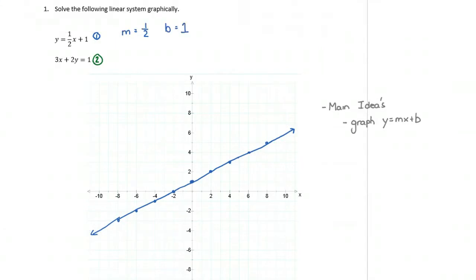So the challenge with the green one, which is 3x plus 2y equals 1, is that it's not in y equals mx plus b form. So let's take a second and do that. 2y is equal to negative 3x plus 1. So y is equal to negative 3 over 2 x plus 1/2.